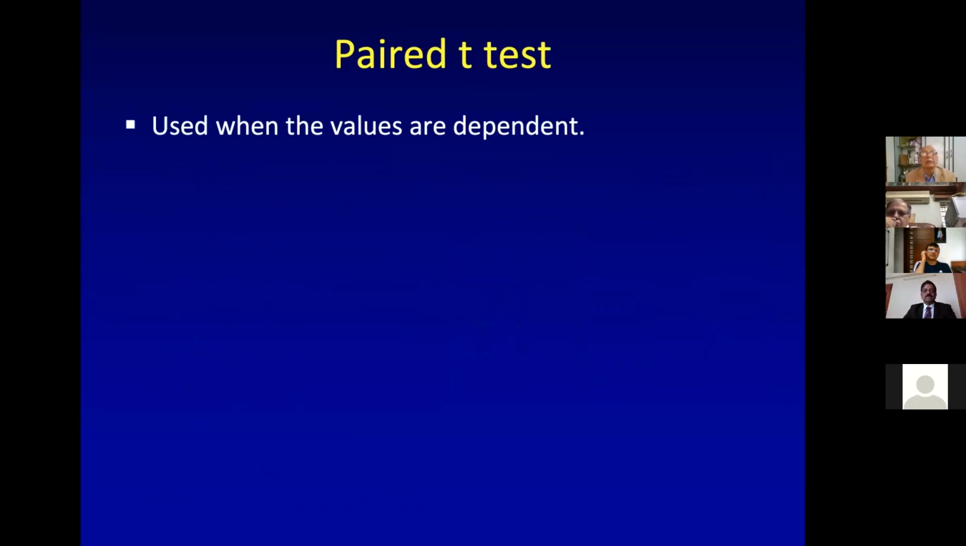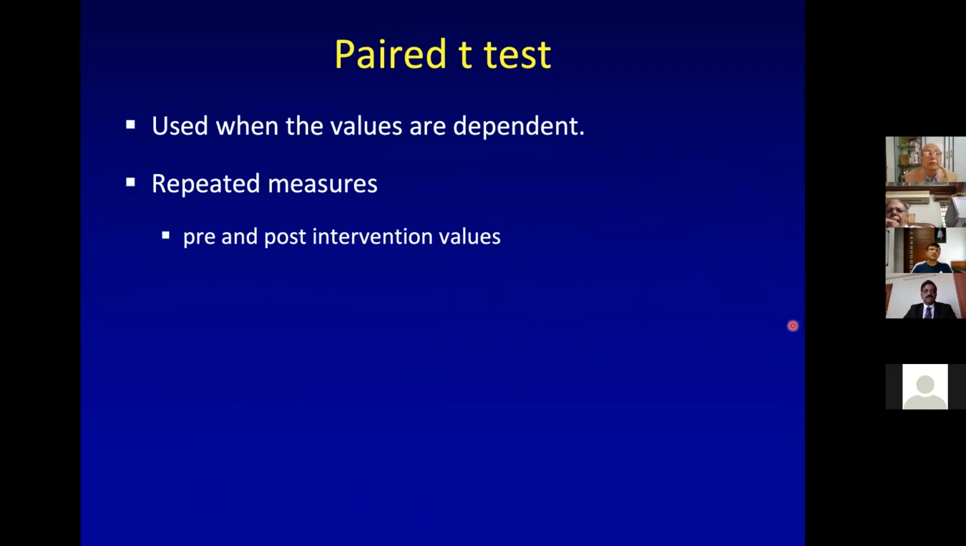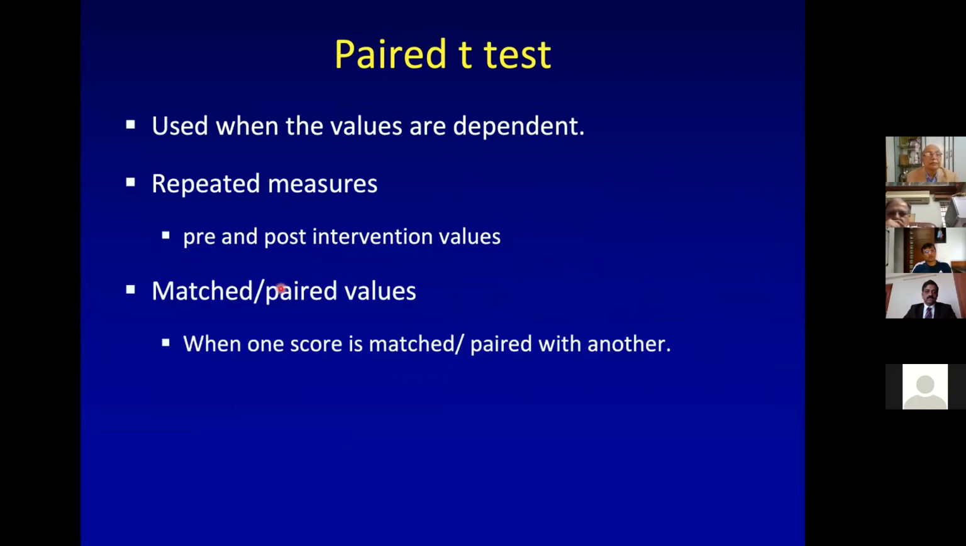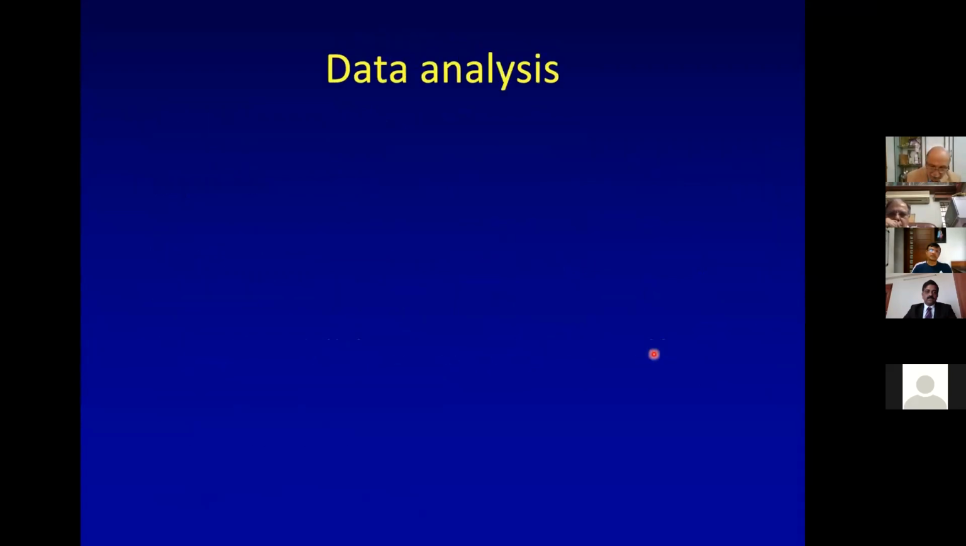When the values are dependent, that means this value and the value of 1 week later in the same patient, we are going to measure, right? These are called repeated measures, and these are also known as pre and post intervention values for us to compare. We use the paired t-test. They're also called matched or paired values, where one score is matched or paired with another in the same individual.